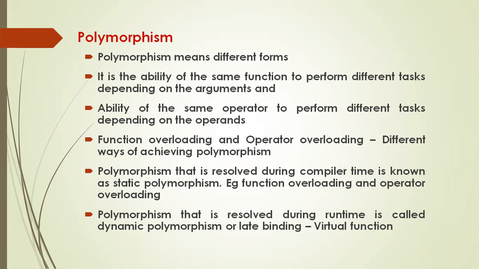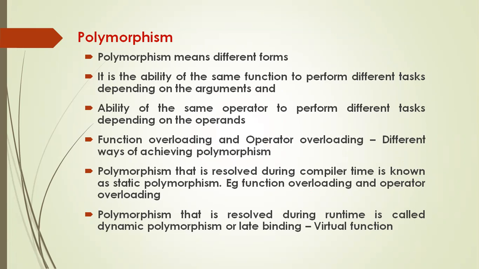So the same function, we can use it for different purposes in the same program by changing either the number of arguments or the data type of the argument. That concept we call function overloading. It's also called function polymorphism.